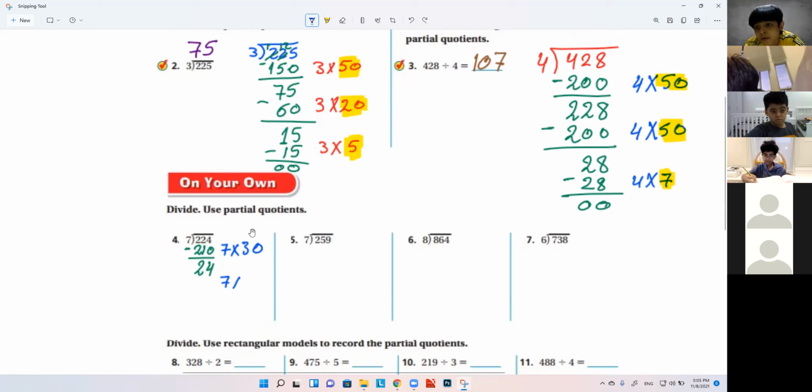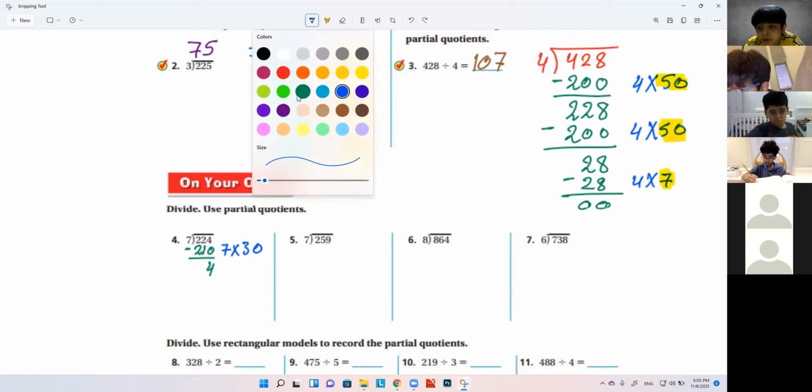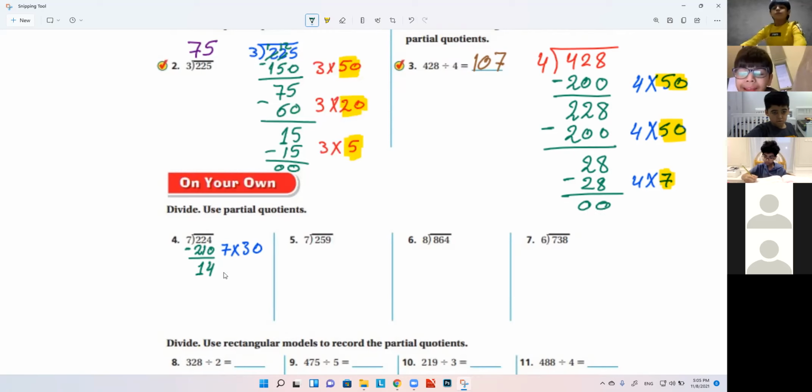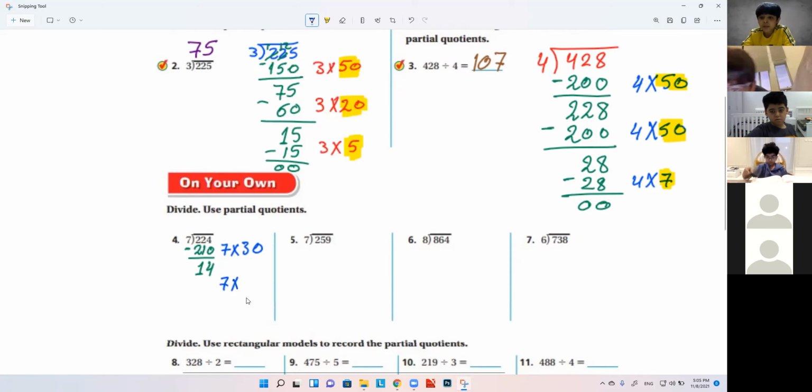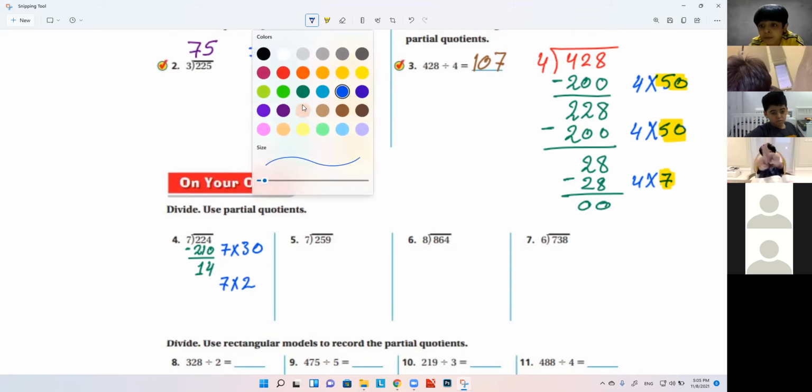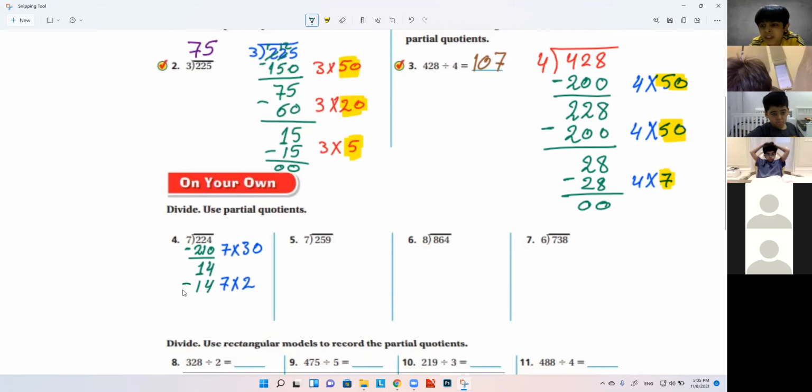Wait. We have a math error here. 2 minus 1 equal to 1. So 7 multiplied by what gives us 14 now? 7 multiplied by 2. So it will be 14. Now we're gonna subtract them all together. So it will be zeros.